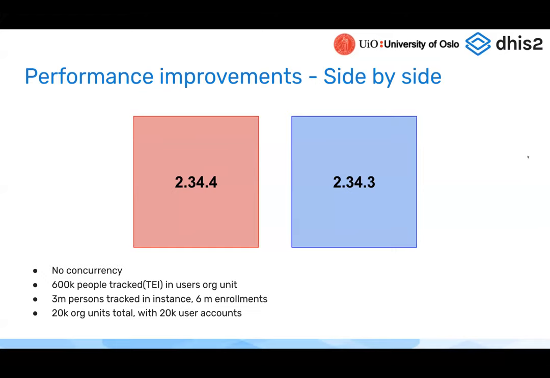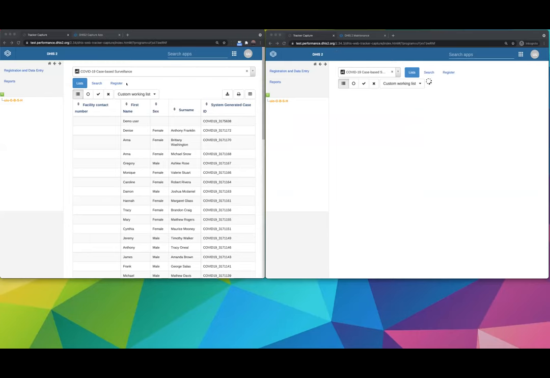The database I'm running on is the same, with 3 million people tracked and 6 million enrollments. There are 20,000 org units in the database, and I'm showing you now what it looks like on my server, on the performance test servers. I have now switched sharing, so I hope you can see the two trackers side by side here.